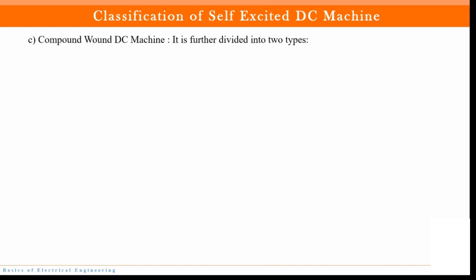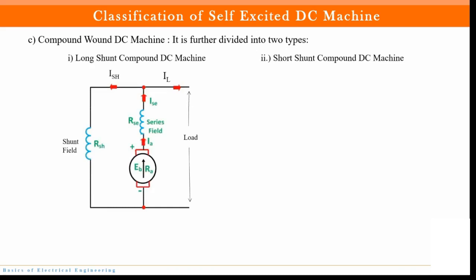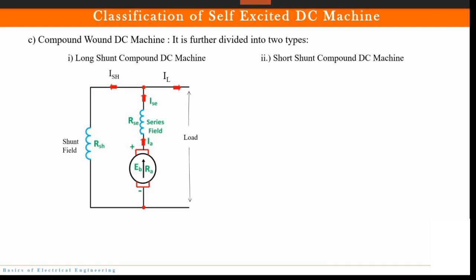Now we come to the third type. We have seen that the armature and field windings had either a series connection or a parallel connection. The meaning of compound wound is that it has series as well as parallel connection, so both types of connections will be there. It is again classified into two: long shunt and short shunt. What is the meaning of long shunt? In long shunt, the field winding is connected in parallel with the combination of the series field winding and the armature winding itself. This is the series field winding, right?